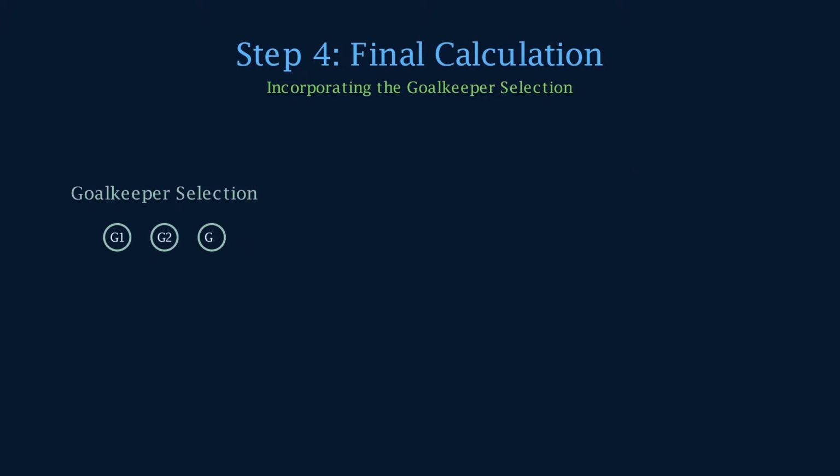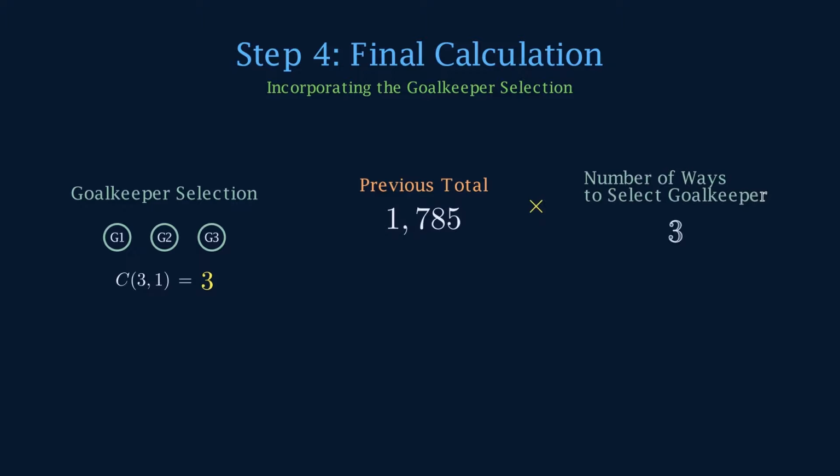Step 4. Incorporating the goalkeeper selection. Remember, we already had 3 ways to choose the goalkeeper. Since the goalkeeper selection is independent of our defender and forward selections, we apply the multiplication principle. Multiplying 3 goalkeeper selections by our 1,785 defender-forward combinations yields 5,355 possibilities.